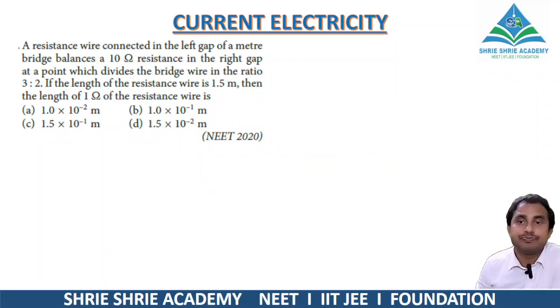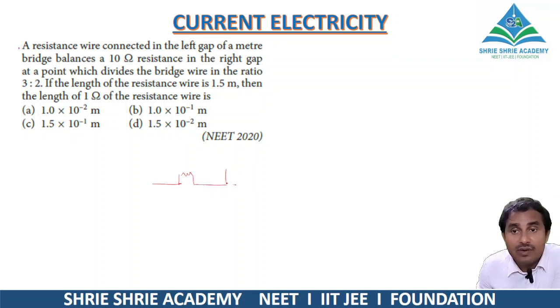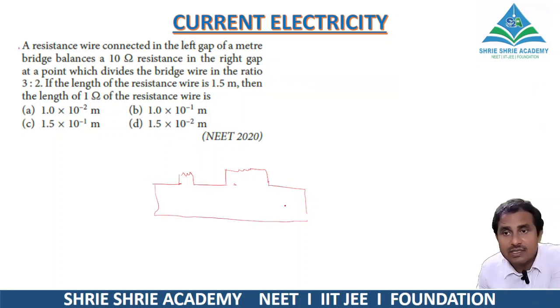Now this question, let us see. This was the only one question in 2020 which was a little time taking. So we have got two resistances here, and of those two resistances, one is given, one is not given to you. So this is your left gap, which has a resistance wire connected.